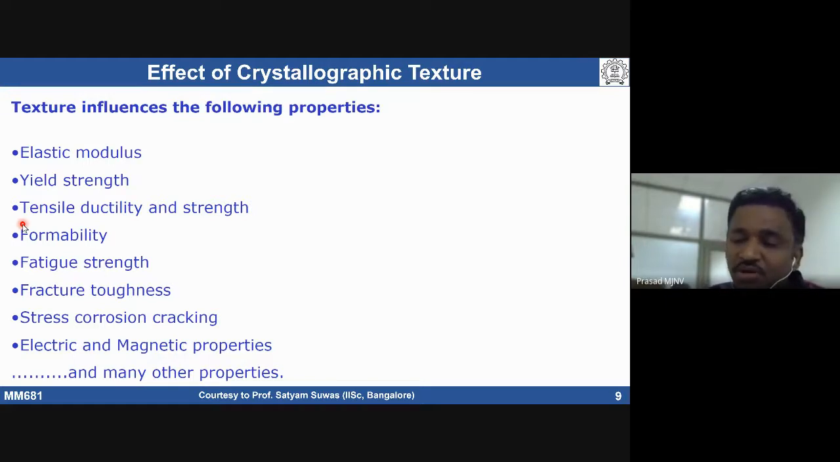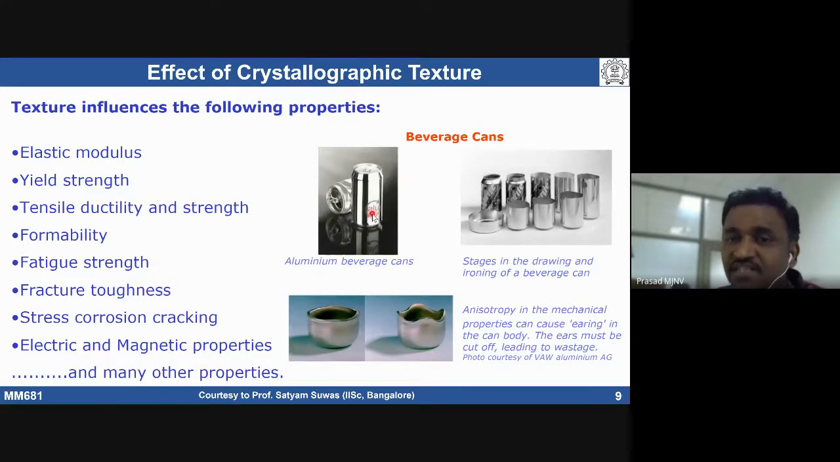One best example is beverage cans. All of you might use Coca-Cola or Pepsi kind of cans. Those are made of aluminum. Beverage cans are usually formed by deep drawing: taking a blank sheet and deep drawing it at different levels. Finally we get a can out of it.